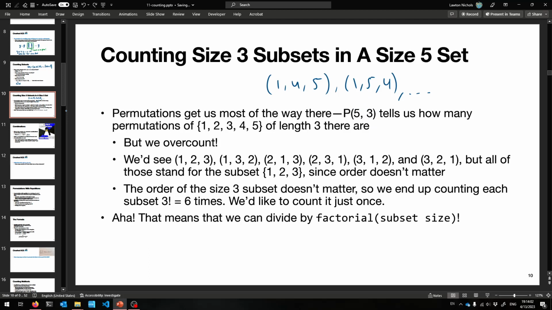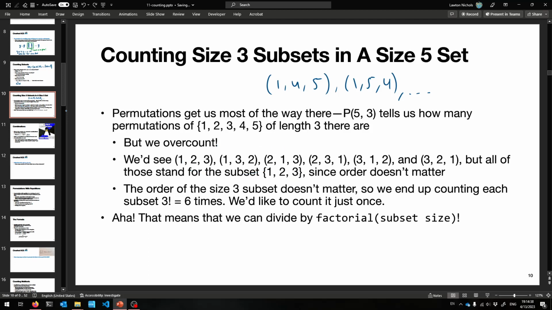And so that's going to tell us how many permutations there are of that set of length 3, but there's overcounting happening, right? If you see the subset 1, 2, 3, you're going to see that a bunch of times. You're going to see 1, 2, 3, 1, 3, 2, 2, 1, 3, 2, 3, 1, 3, 1, 2, 3, 2, 1. Those are all going to appear. They all are supposed to count for the subset 1, 2, 3 though. So we overcounted it 6 times, or 5 extra times, because the order doesn't matter. So we kind of have to just divide out by all of the different overlaps.